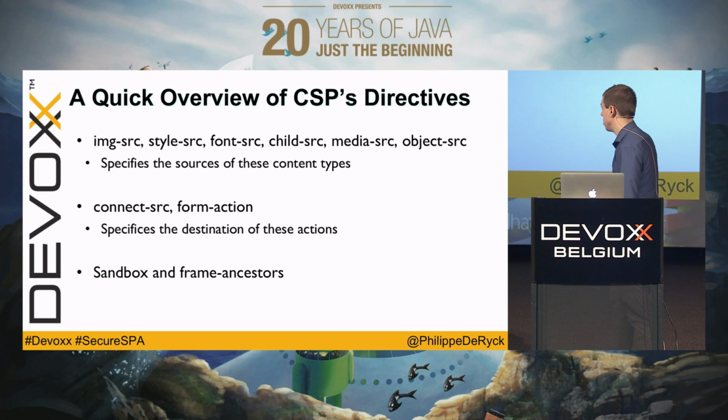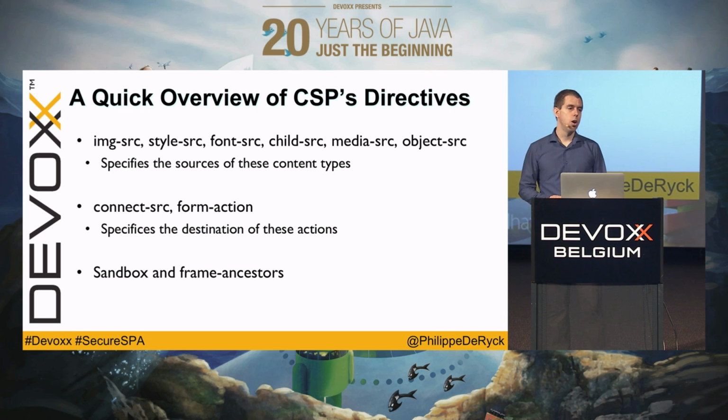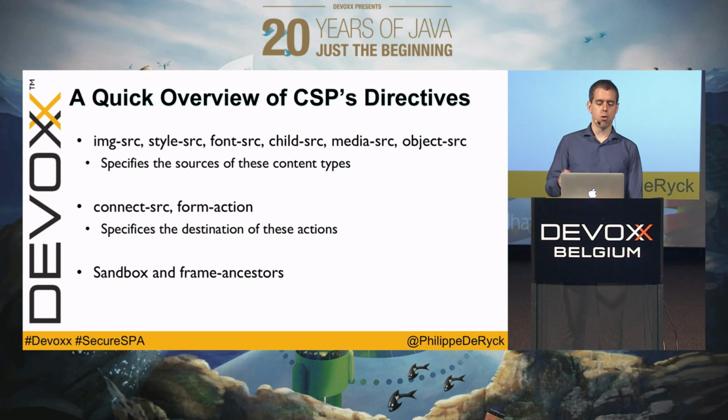You have connect-src and form-action. These ones are used to specify the destination of certain requests. So submitting a form is fairly obvious. Connect-src started out as only XHR. Now it also controls WebSockets and other communication mechanisms. And then you have the sandbox and the frame-ancestors directive as well.